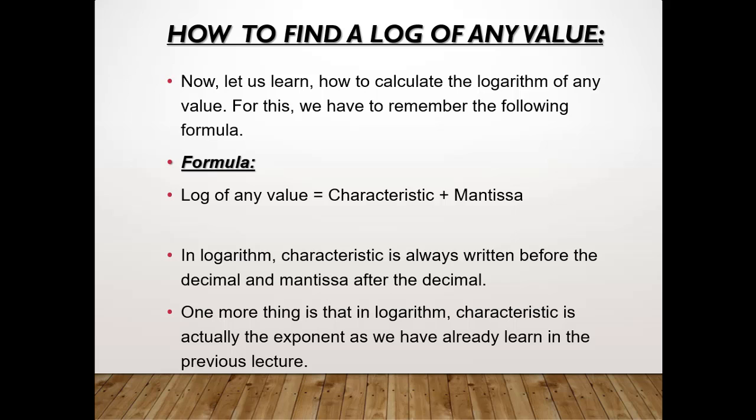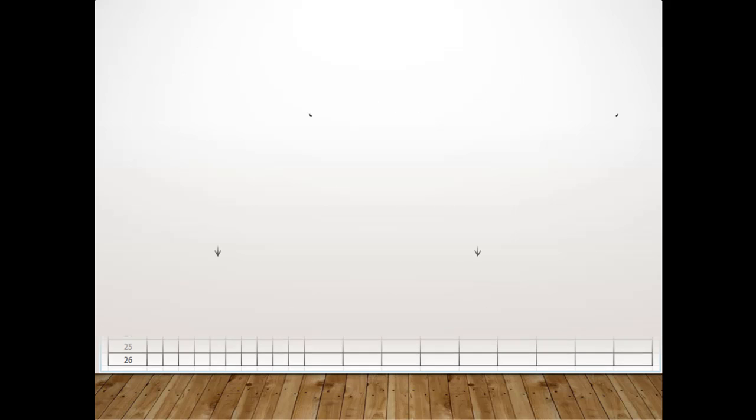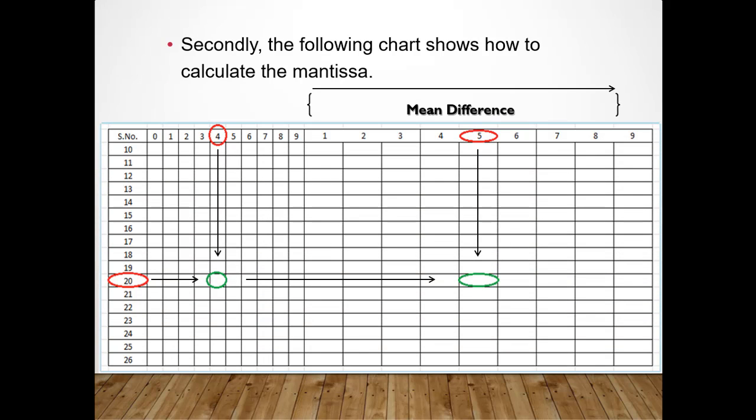One more thing is that in logarithm, characteristic is actually the exponent, as we have already learned in the previous lecture. Okay, as you all see, we have drawn a chart over here, and this is actually a chart which is also present at the end of your maths book. From this chart we will find out the mantissa, and the procedure of finding the mantissa we are going to describe in the next slide.